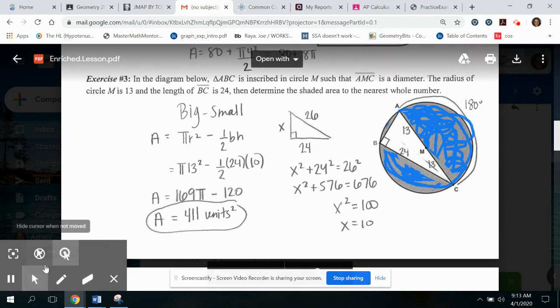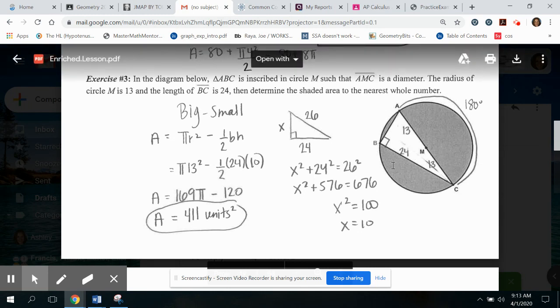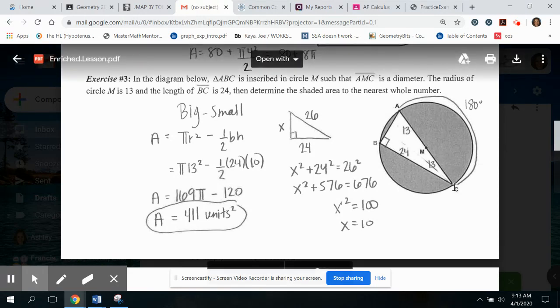So originally they gave me, and I'll erase all of that, originally they told me that B to C was 24. What else? The radius is 13, so I could use that right away in my circle formula. So it's pi times 13 squared. But for my triangle, I had to do a little bit of side work in order to figure out its height in this case. So I took that triangle out of the figure. I know this entire length is 26, because if the radius is 13, the diameter, which is A to C, would be twice that. They gave me the 24.